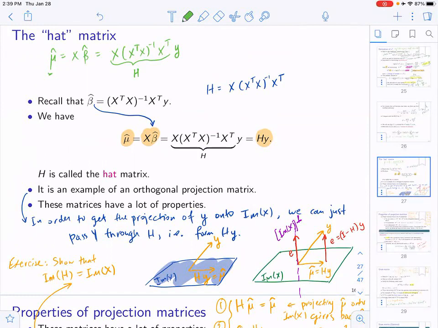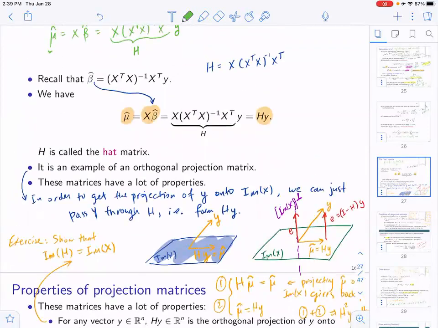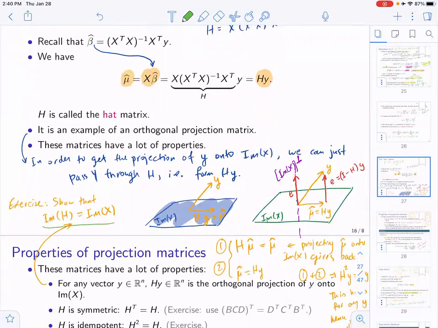This is also, we'll see, an example of a projection operator. The better name for it in linear algebra is that it's an orthogonal projection matrix, or orthogonal projection operator, because its job is to take a vector and give you the projection of that vector onto the image. And in fact, you can also show that this matrix H has the same image as X itself. So it's also projecting onto its own image in any case.